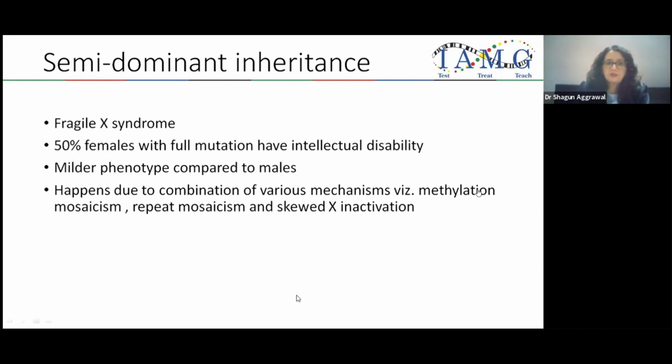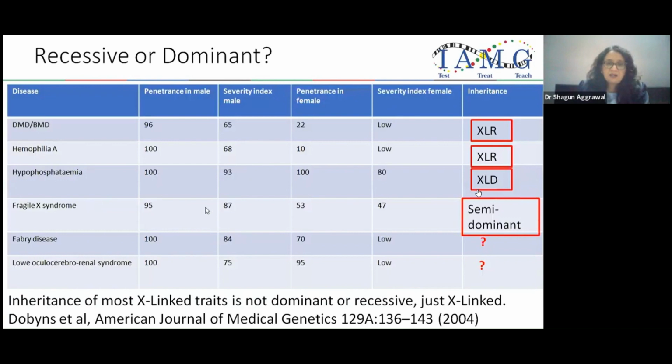So around 50% of females with the full mutations would also develop manifestations in the form of intellectual disability, but usually they would have a milder phenotype compared to the males in the family. And the phenotype of the female is actually determined by various mechanisms, in addition to the size of the repeat expansion. So various mechanisms like methylation and the mosaicism for the repeat in different body cells would actually determine the phenotype of the girl.